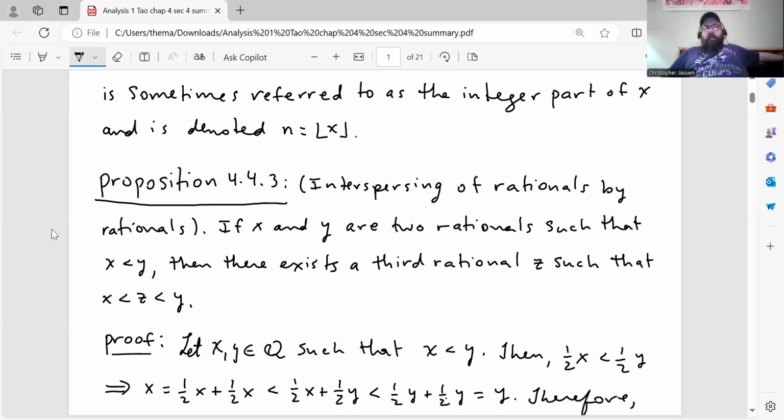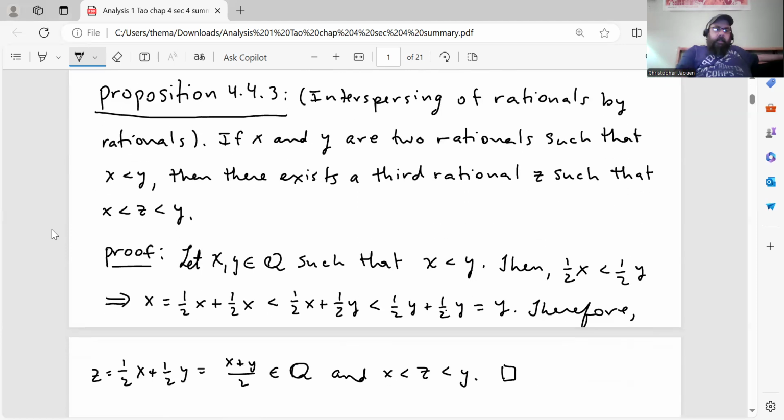Proposition 4.4.3, interspersing of rationals by rationals. If x and y are two rationals such that x is less than y, then there exists a third rational z such that x is less than z less than y. This is sort of like a density proposition. So the rationals are dense.